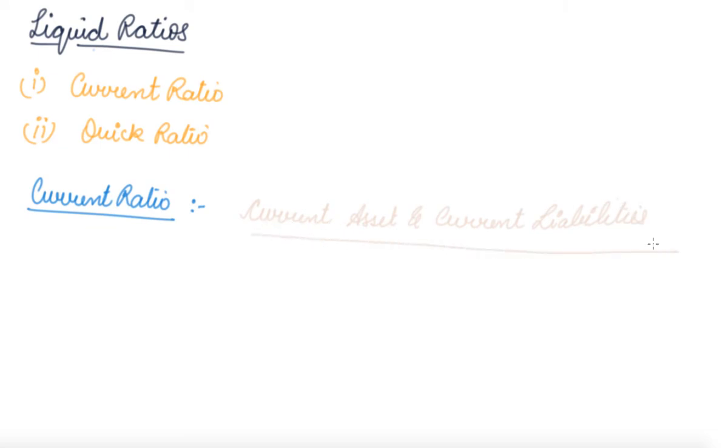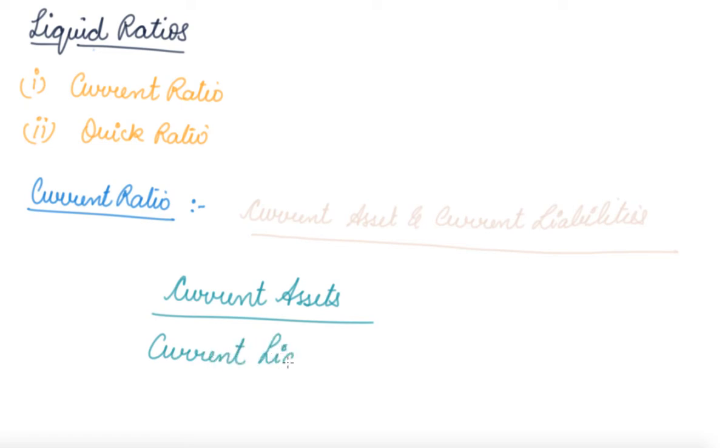Right, and we have studied the definition of ratio. It is basically a relationship between two figures expressed in arithmetical terms. Now, the current ratio simply calculates the relationship between the current assets and current liabilities. So your current ratio is basically your current assets upon current liabilities. That is, how much your current assets are there in comparison to your current liabilities, or you can say how much you have the current liabilities in comparison to your current assets, right?